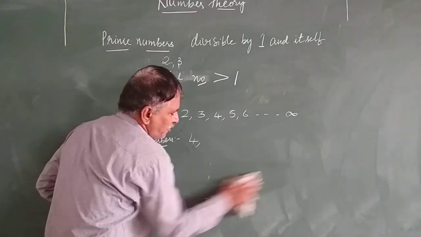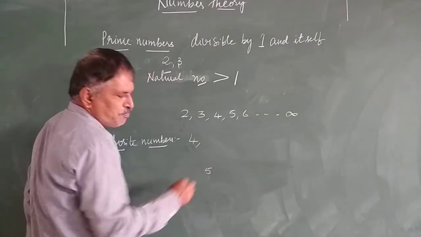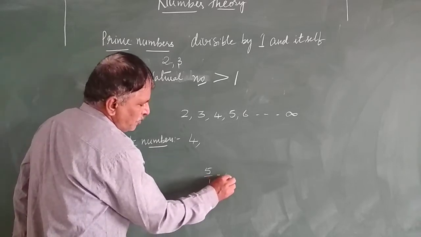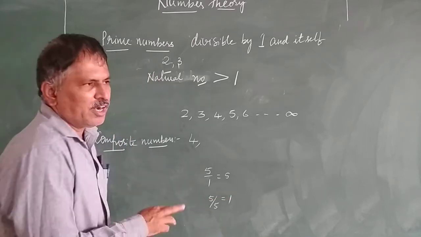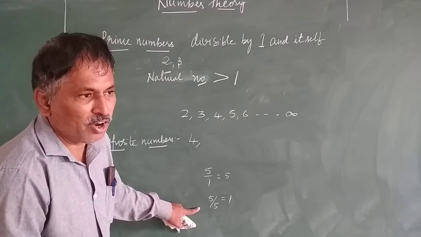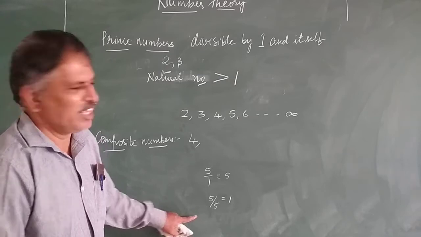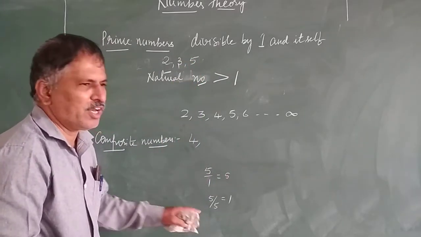Then you take 5. I'll tell up to 10, that's all. 5 can be divided with 1, I will get 5. 5 I can divide with 5, I will get 1. But after 1, I can't divide 5 with 2, I will not get it exactly. No 3, no 4, 5 only. Hence, 5 is the prime number because it is divisible by 1 and itself.